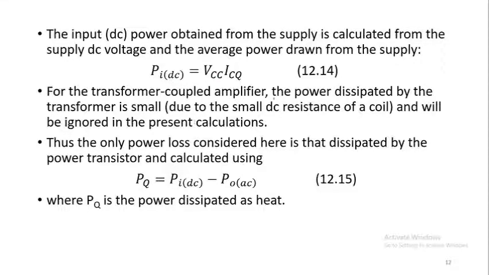For the transformer coupled amplifier, the power dissipated by the transformer is small due to the small DC resistance of the coil and will be ignored in the present calculation. Means amplifier की जो power dissipation है, वो you can ignore this because resistance is almost zero, because we are using the primary coil as RC. Thus the only power loss considered here is that dissipated by the power transistor, and it can be calculated using this equation, which is PQ equal to P_iDC minus P_oAC.